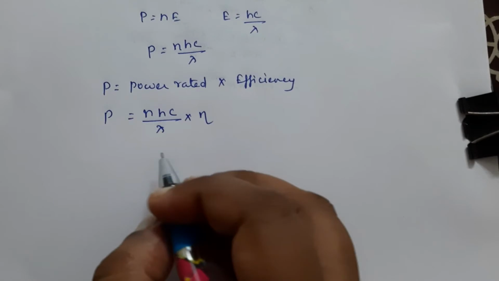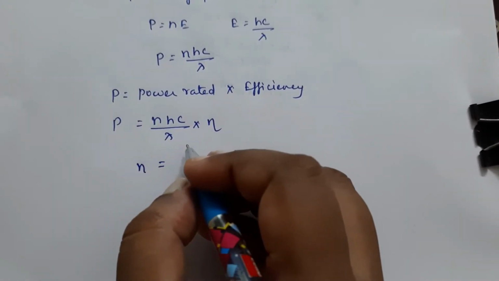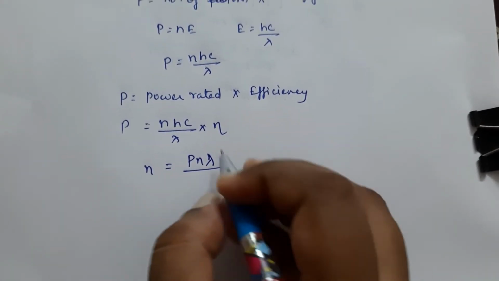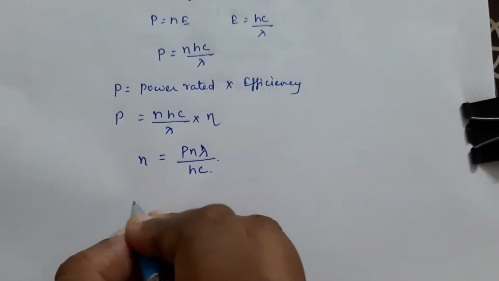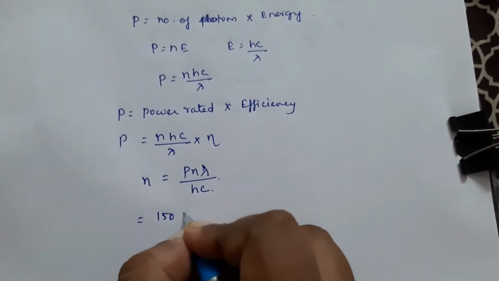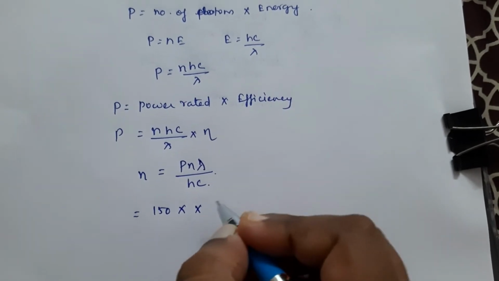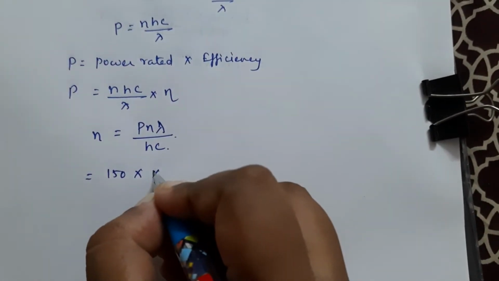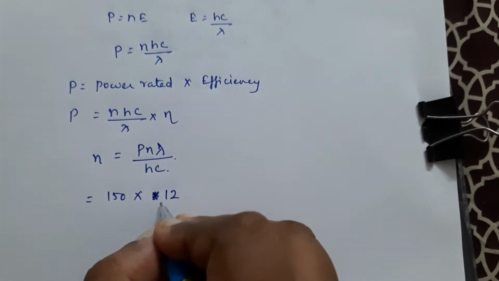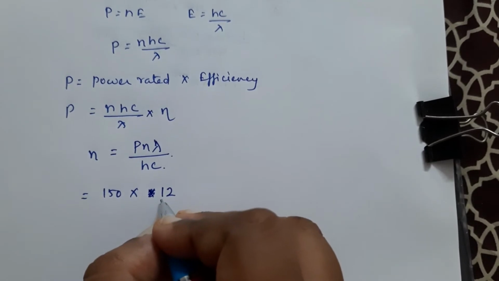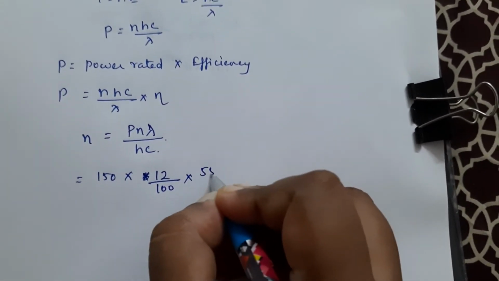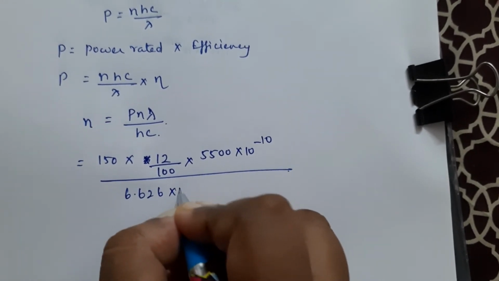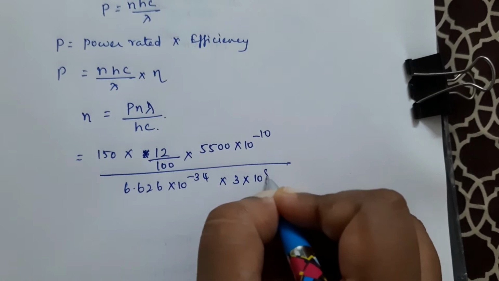So now what we have to calculate is N. So N is equal to P eta lambda by hc. So what is your power? Power is given as 150 watt. So 150 into eta value, which is 12 by 100, into 5500 into 10 raised to minus 10, divided by hc, 6.626 into 10 raised to minus 34 into 3 into 10 raised to 8.